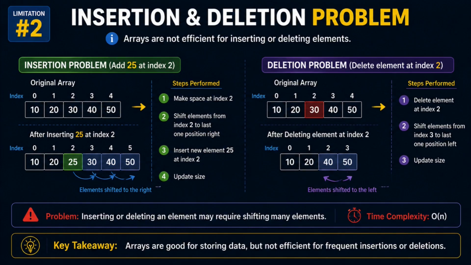Now suppose you have an array of student names. You want to insert a new student at index 2. Every element after index 2 has to shift one position to the right. Similarly, if you delete an element, all remaining elements shift to fill the gap. These operations become expensive as the array grows. This is one of the reasons why different collection implementations exist. Some collections optimize reading. Others optimize insertion and deletion. We'll see those differences shortly.